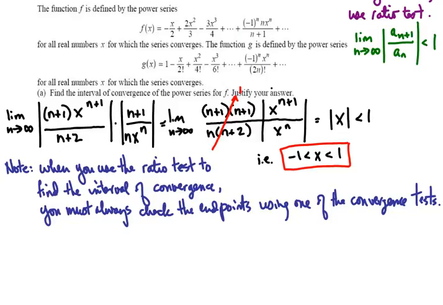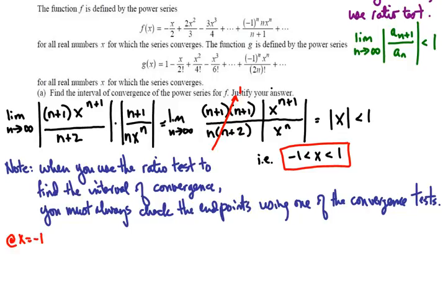So now we want to continue with testing the endpoints for convergence. We know that the series converges for x greater than -1 and x less than 1. However, we still need to test at x equals -1 and x equals 1.